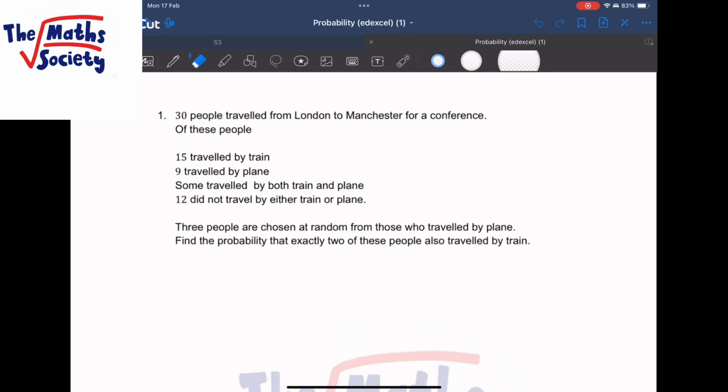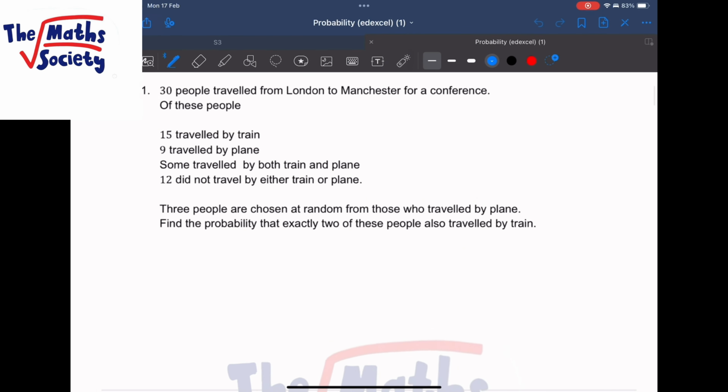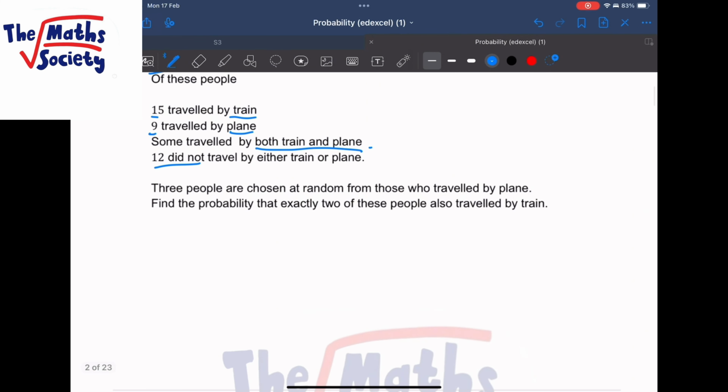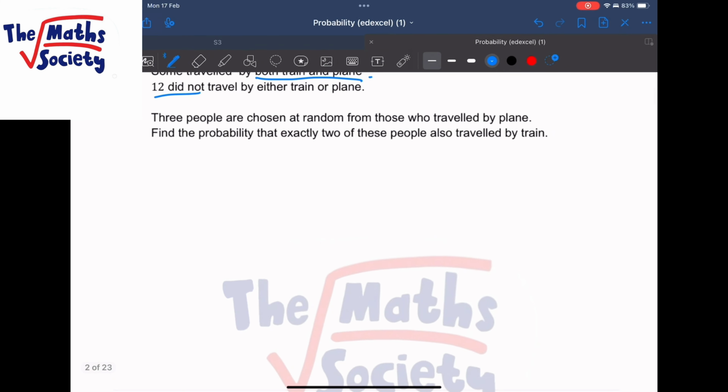Okay, so for the first question, it says that 30 people travel from London to Manchester for a conference. Of these people, 15 travel by plane, 15 travel by train, 9 travel by plane, some travel by both train and plane, 12 did not travel by either train or plane. So I think this will be better if you can draw a Venn diagram. And it says 3 people are chosen at random, and find the probability that exactly 2 of the people also travel by train.